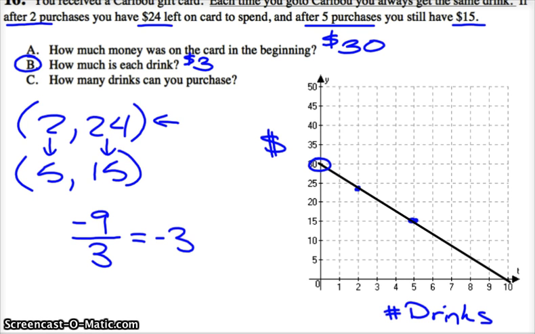Secondly, we need to figure out now how many drinks can we purchase. If we're starting at $30 and each drink costs $3, we can simply take 30 and divide it by 3, and that equals 10. And that 10 is the number of drinks we can purchase. And you'll notice our x-intercept, when we run out of money, when our y is 0, is right down there at 10. And so how many drinks can we purchase? We can get 10 drinks.